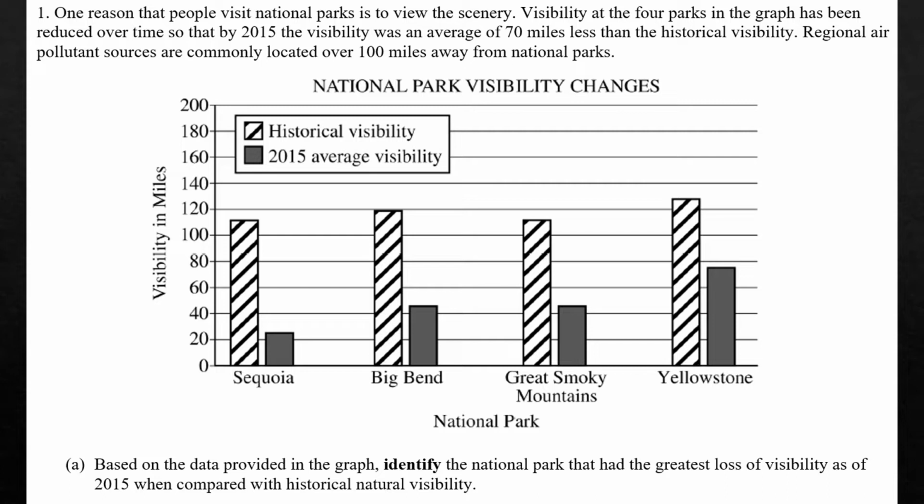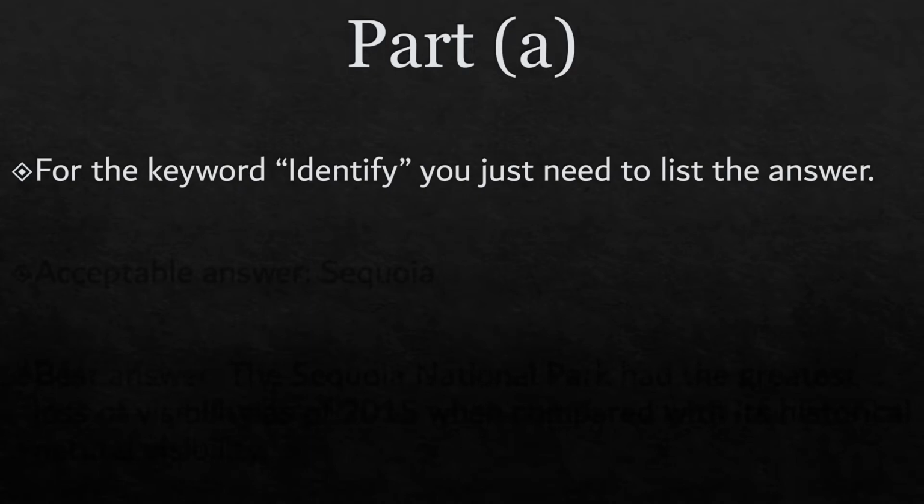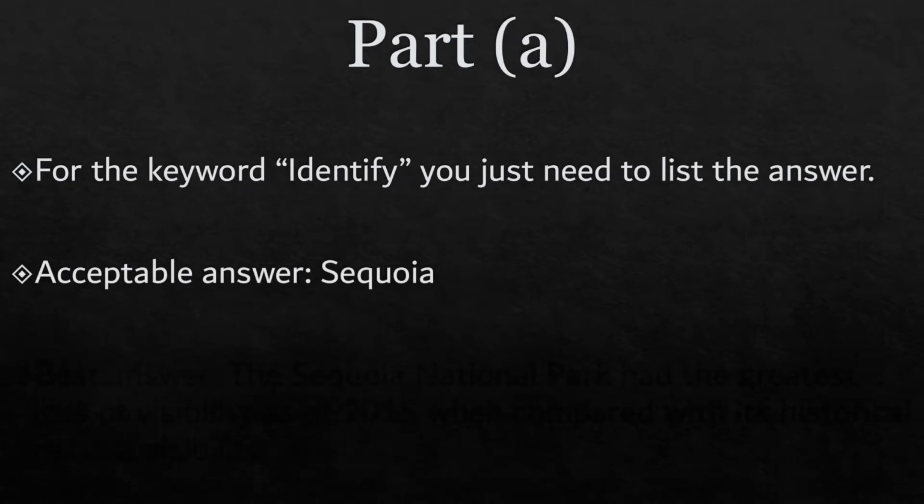So in order to answer this question, we need to look at the graph, and the correct answer is just the biggest change, and that would be Sequoia. For the keyword identify, you just need to list the answer. An acceptable answer would be Sequoia.